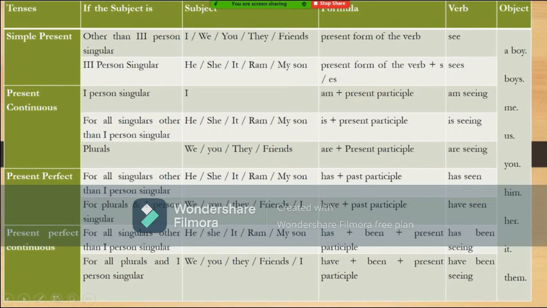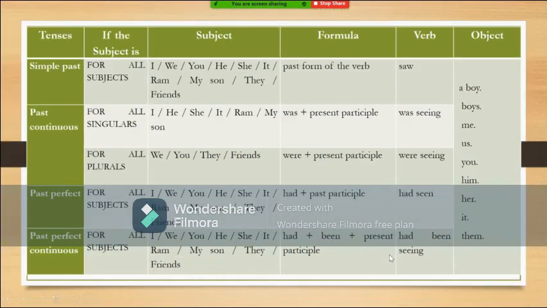But here we should not include the subject I. I is grouped with the plurals. For I and all plurals, we use have plus been plus seeing. That is present participle. Have been seeing. For past tense, for all subjects, we use the past form of the verb.